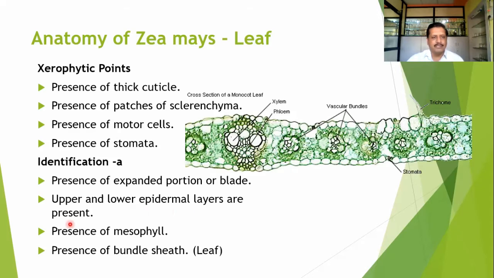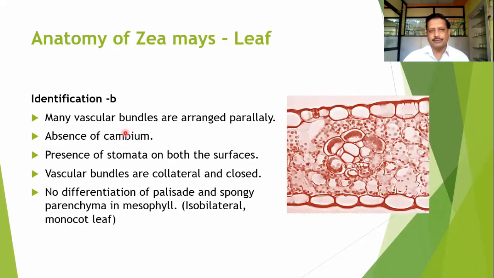Upper and lower epidermal layers are present. Presence of mesophyll: here you can find the mesophyll tissue, all the green cells having chloroplast pigment. So presence of mesophyll is also there. The presence of bundle sheath: every vascular bundle is protected by the bundle sheath cells.